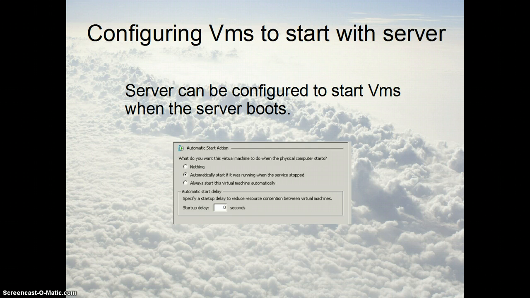This is where you would configure the VM to start with the server. This is in the VM settings. This is the automatic start option. You can automatically start it if the VM was running when the service was stopped. Like if you had a shutdown of the server and the VM was running, when the server restarts, it'll start up that VM if it's able to. You can have it always start automatically or never start automatically.